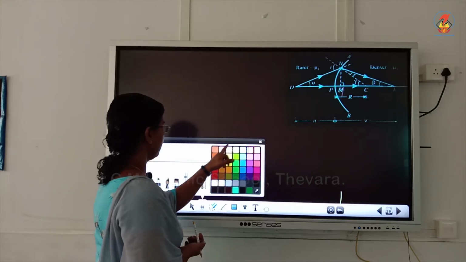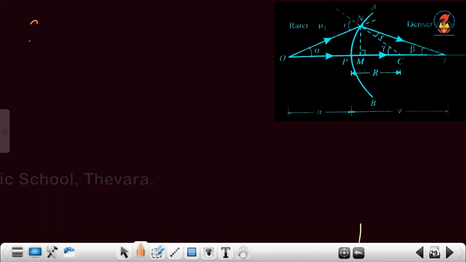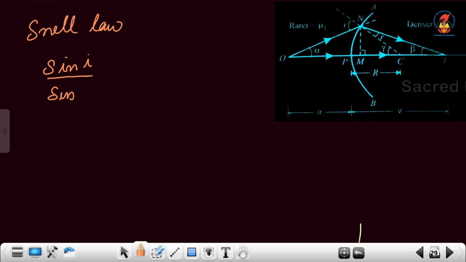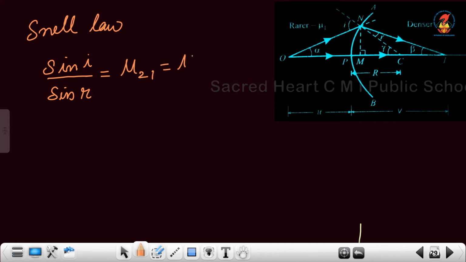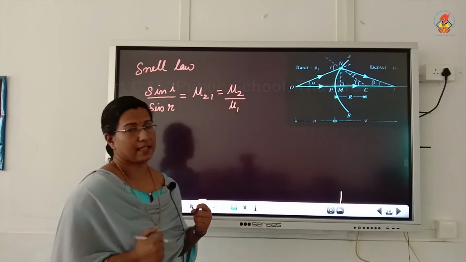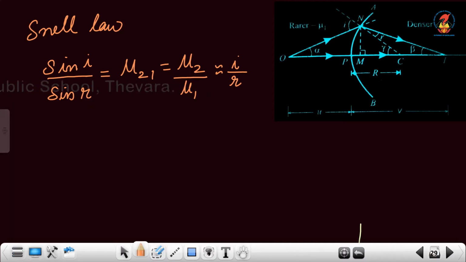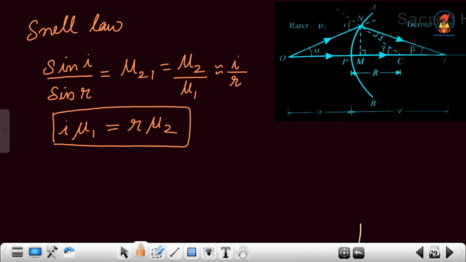Now, applying Snell's law to the ray ON, we get sin i by sin r, angle of incidence by angle of refraction, is equal to the refractive index of the second medium to the refractive index of the first medium. This can be written as mu2 by mu1. Also, I told you we are taking the angle so small that sine of the angle can be approximated to the angle itself, which means this is approximately equal to i by r. Cross multiplying, we get i into mu1 is equal to r into mu2. This is the first equation.